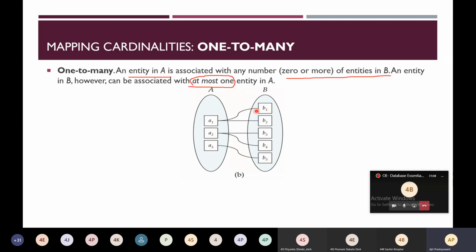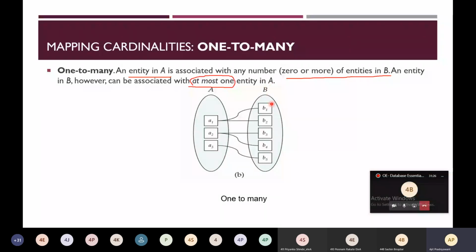Again, I am repeating this statement so that you will understand. An entity in A is associated with any number, 0 or more, of entities in B. An entity in B can be associated with at most one entity in A.